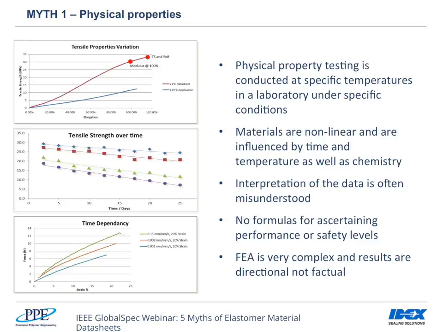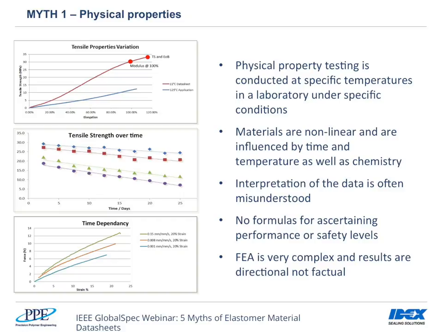So here we are at the first myth or misconception, and this is around the physical properties. These are generated in a laboratory under very specific conditions. As you can see in the first chart on the left hand side, the tensile properties of a material have been generated at 22 degrees represented by the red line and at 125 degrees represented by the blue line. The two red dots show the data points which are used to define the tensile strength, elongation at break and modulus at 100%, which are used on the datasheet. As you can see, the tensile strength of the material at 125 degrees is significantly different to that at 22 degrees.